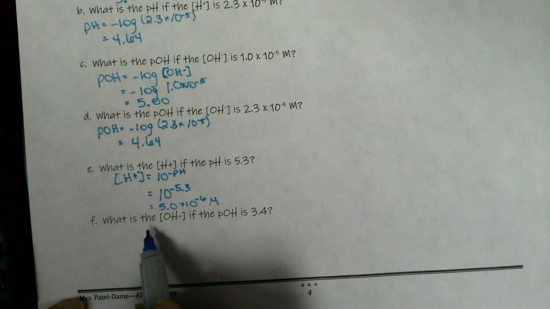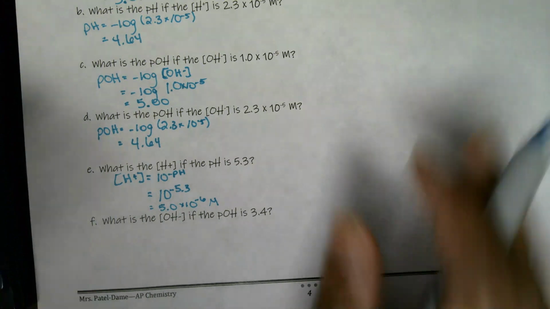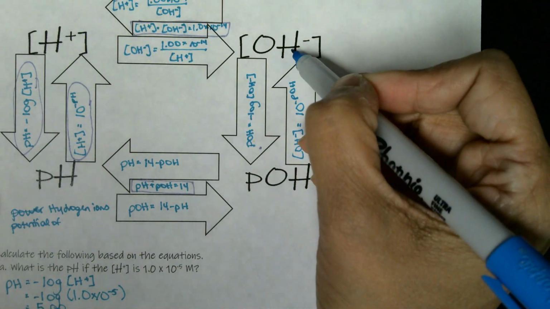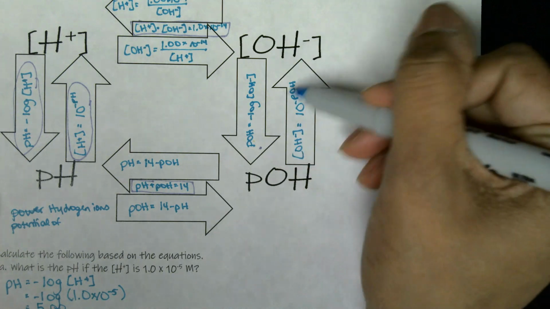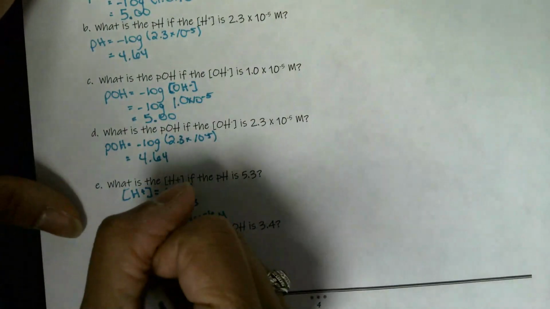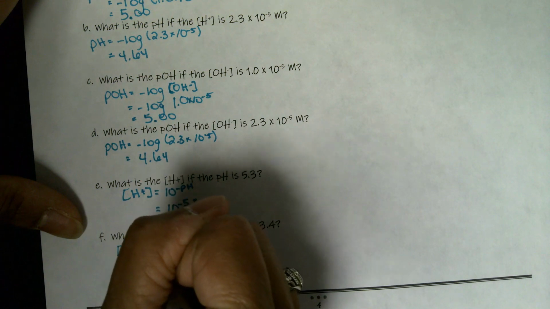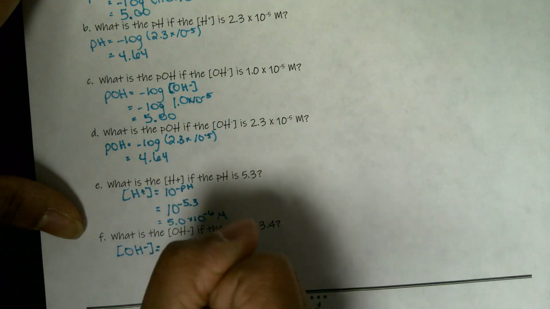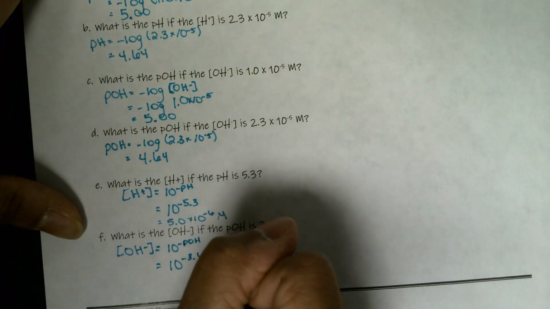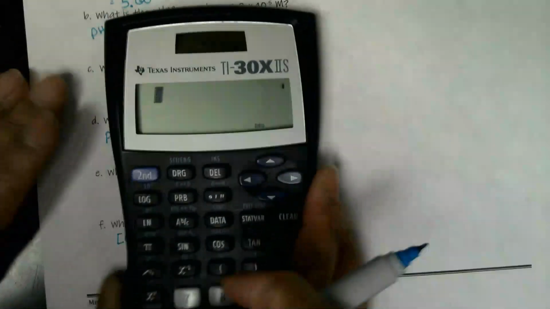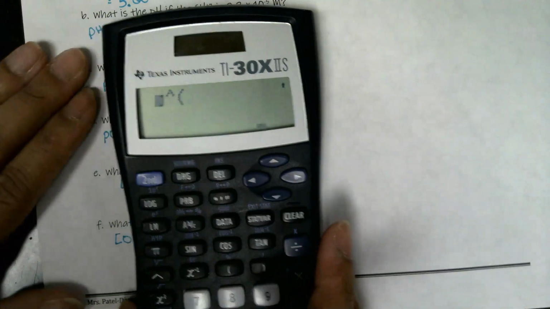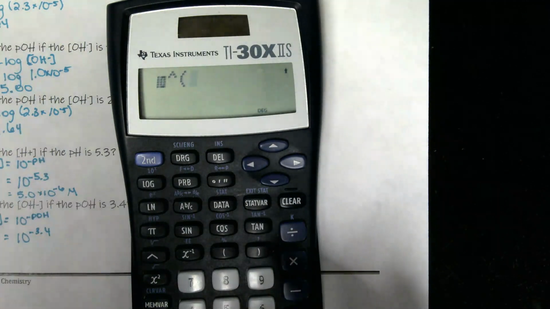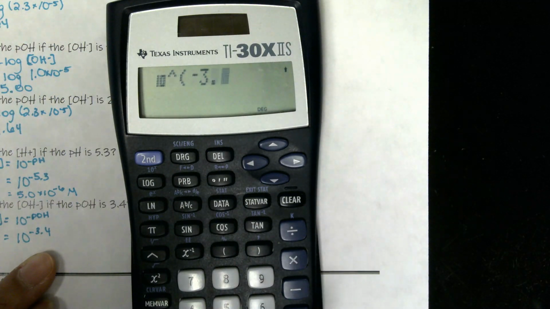Over here for F, what is the OH minus if the pOH is 3.4? So I know the pOH, I need to get to the concentration of OH minus, I'm going to use this equation. So the concentration of OH minus is equal to 10 to the negative pOH. So 10 to the negative 3.4. So I'm going to do second, and then second log to give me whatever the opposite of log is. So 10 to the whatever number. That's negative 3.4.